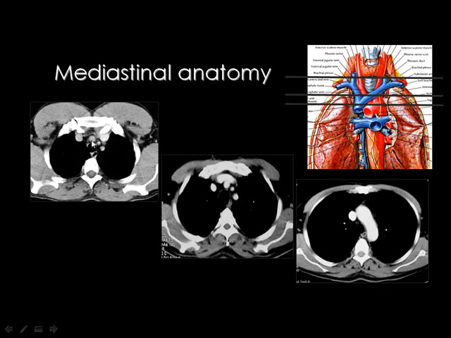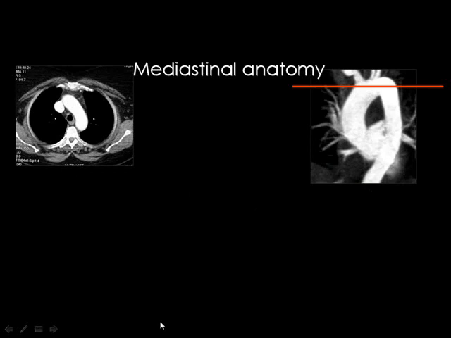These are the branches of the arch of the aorta: left subclavian, left common carotid, and the innominate artery. And this is the left innominate vein, this is the right innominate vein. Then the left innominate vein crosses the midline to join the right one, then they form the superior vena cava. And this is the anatomy from the level of the aortic arch and up to the lung apex.